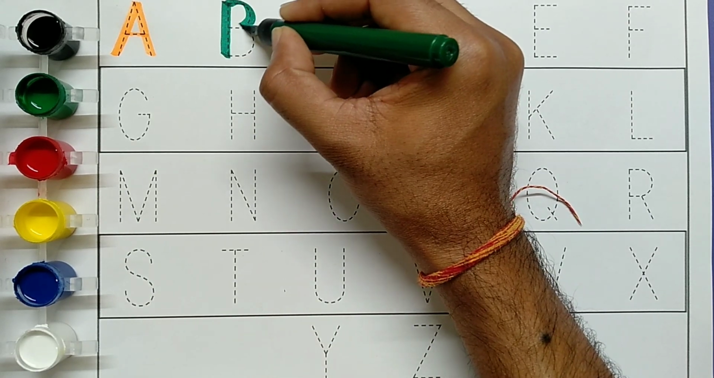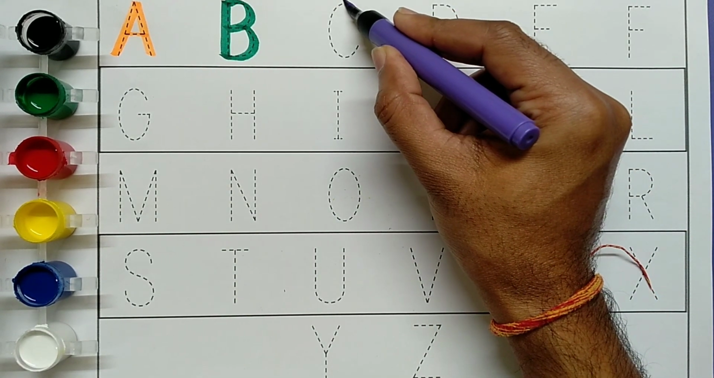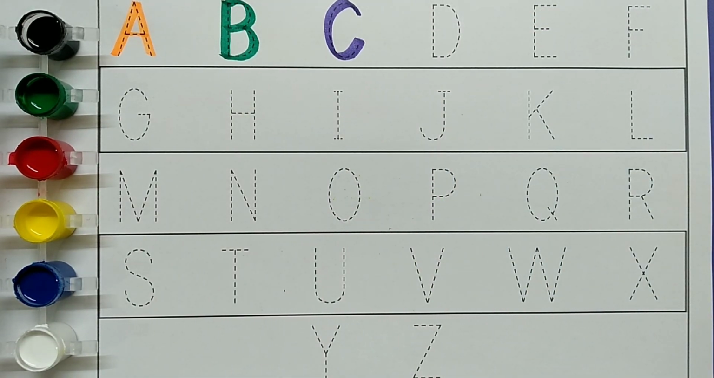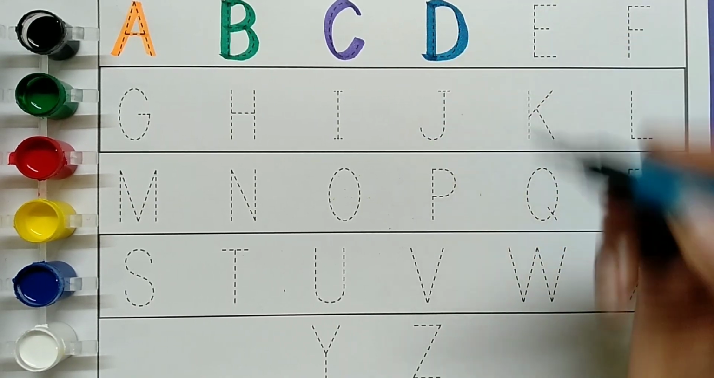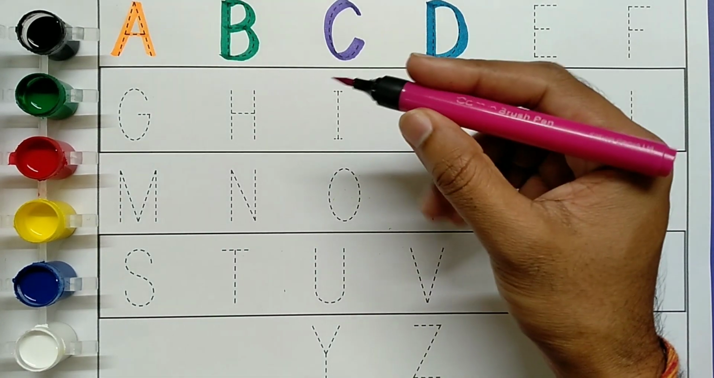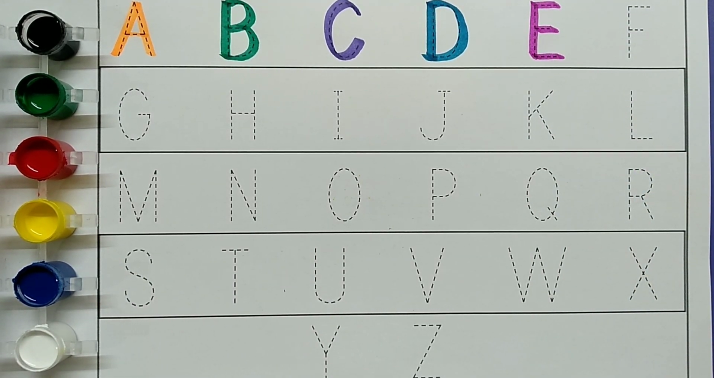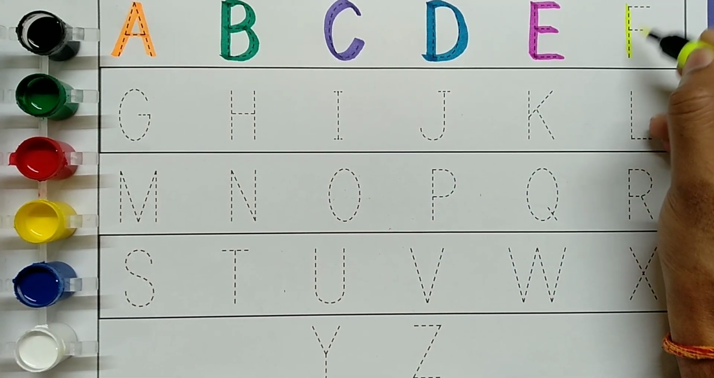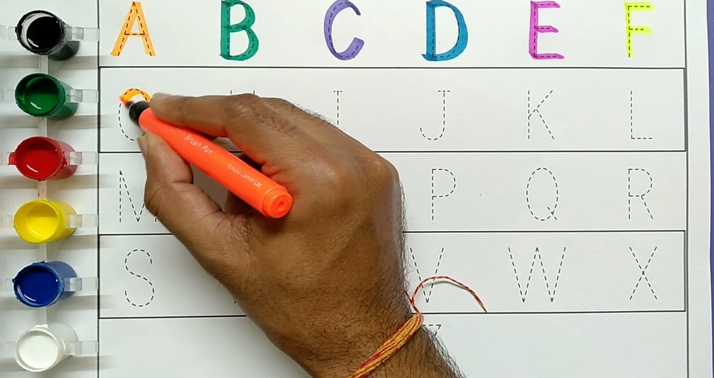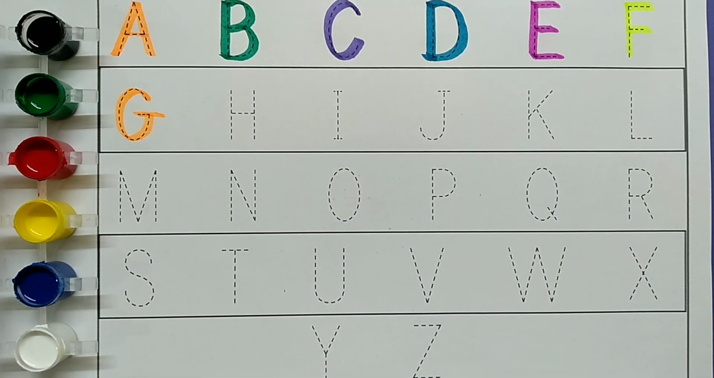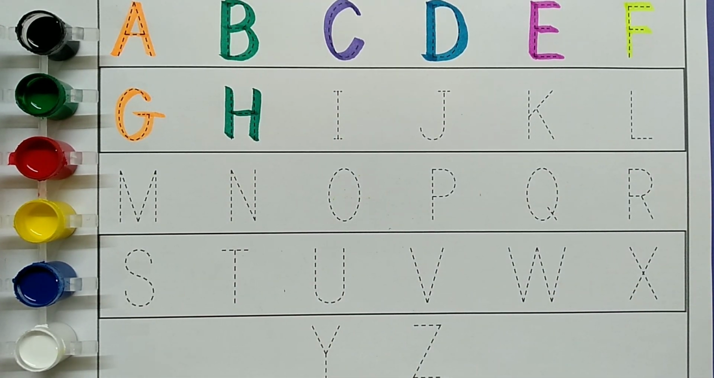Green color. B. B for ball. Purple color. C. C for cat. Blue color. D. D for dog. Pink color. E. E for elephant. Yellow color. F. F for fish. G. G for girl. H. H for hen.